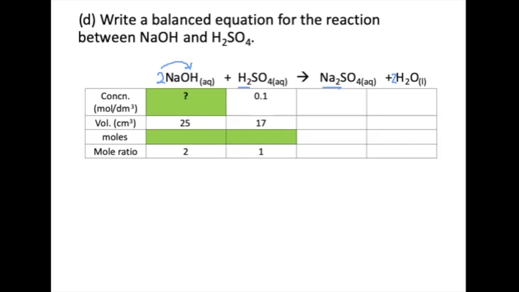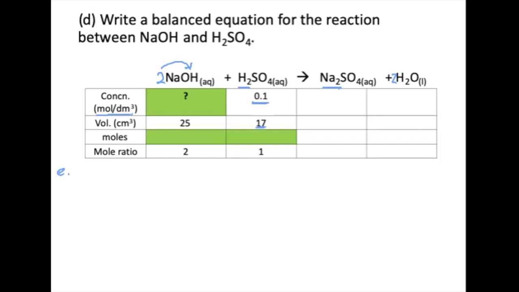So we're now going to use the concentration of the sulfuric acid that we have, that is 0.1 moles per dm³. So the unit there for molar concentration is moles per dm³. And we're going to use the volume of it that was used to find the number of moles that was used. So part E, we're calculating the number of moles of sulfuric acid used in the reaction. So 0.1 moles per dm³, what does that really mean? It means that in 1000 cm³, which is the same as 1 dm³, 0.1 moles are present.